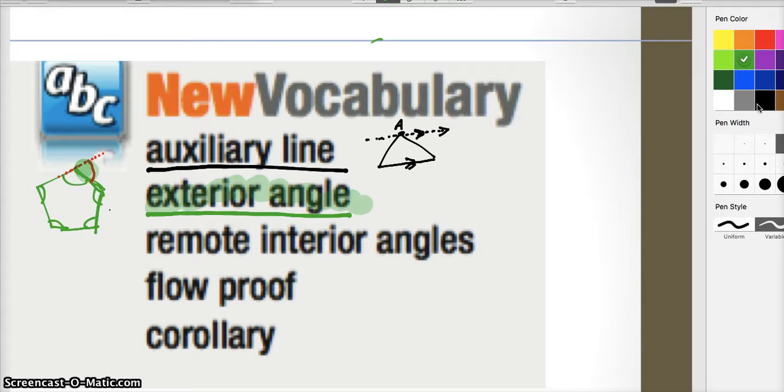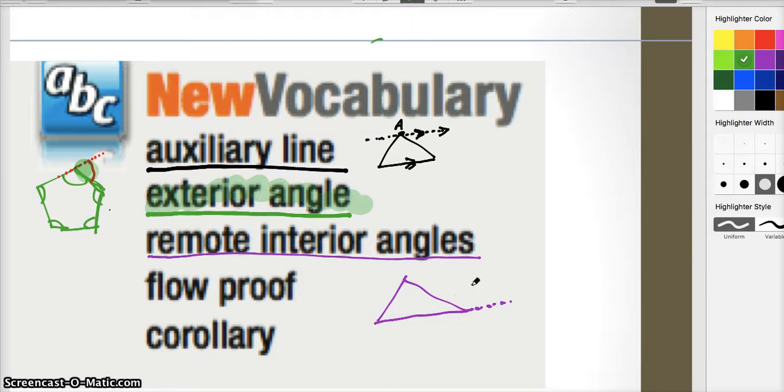The next thing we need to discuss is remote interior angles. This is a little weird, but remote interior angles are specific to triangles. When we talk about triangles, you'll hear about remote interior angles. So that's why we're talking about all these angles here. If I extend this side of the triangle here, you know that I've created an exterior angle, right? We talked about that before. This guy would be an exterior angle.